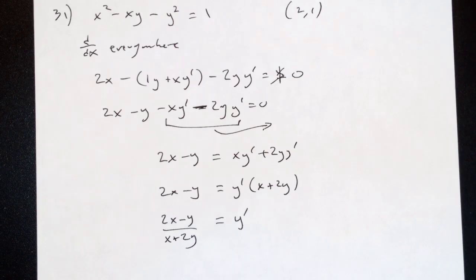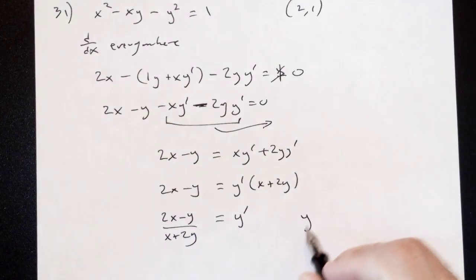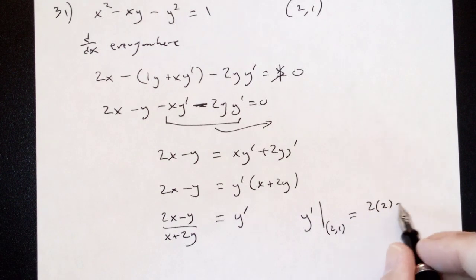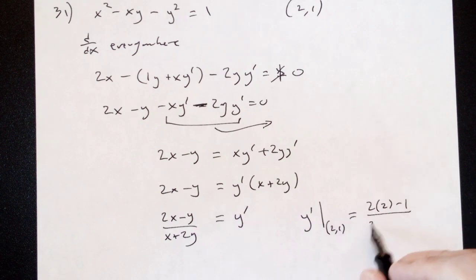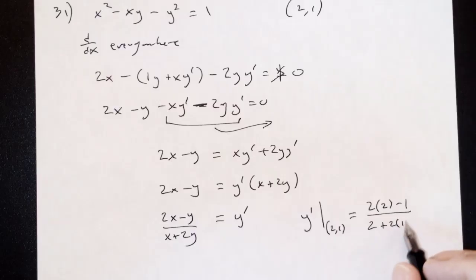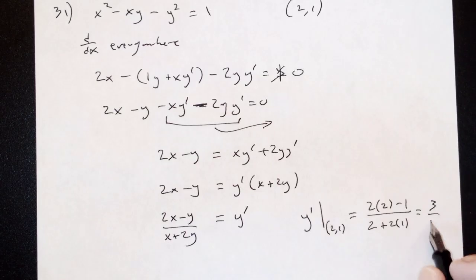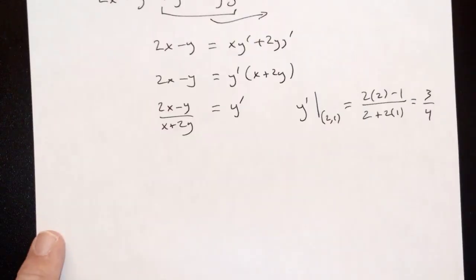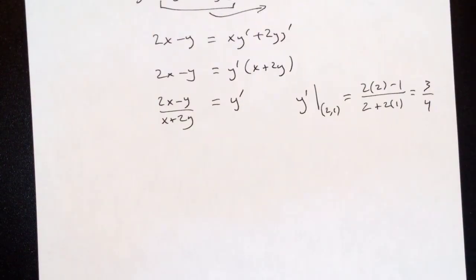Now you said at this point, right? At the point (2, 1). I have x is 2, y is 1. Just plug those in. y prime at (2, 1) is 3/4. Perfect. Wonderful, marvelous, beautiful. Now comes the sucky part.